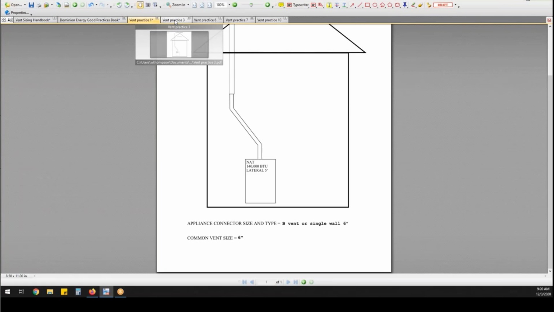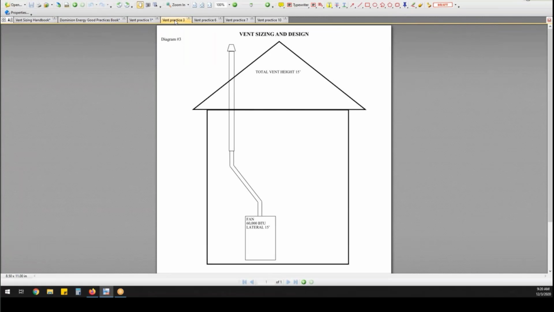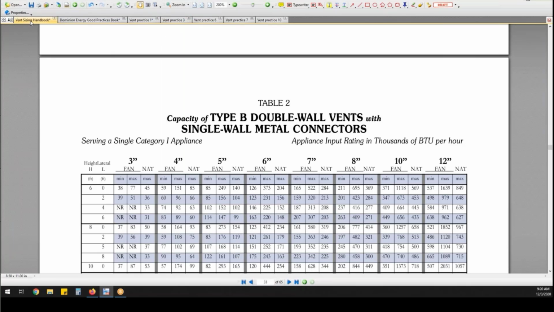I want you to get out vent practice number 3, because now look what happened. It says fan, right? It's no longer a natural draft. It's a fan assisted appliance or a category 1 appliance. This is where stuff starts to get confusing and guys get confused, but hopefully I'll be able to help you get through it.